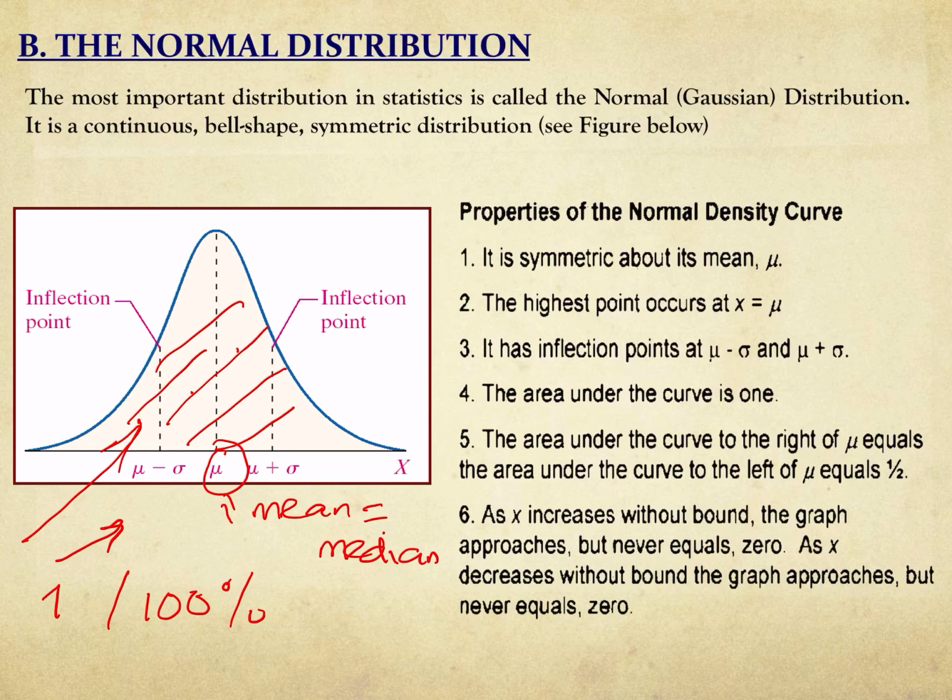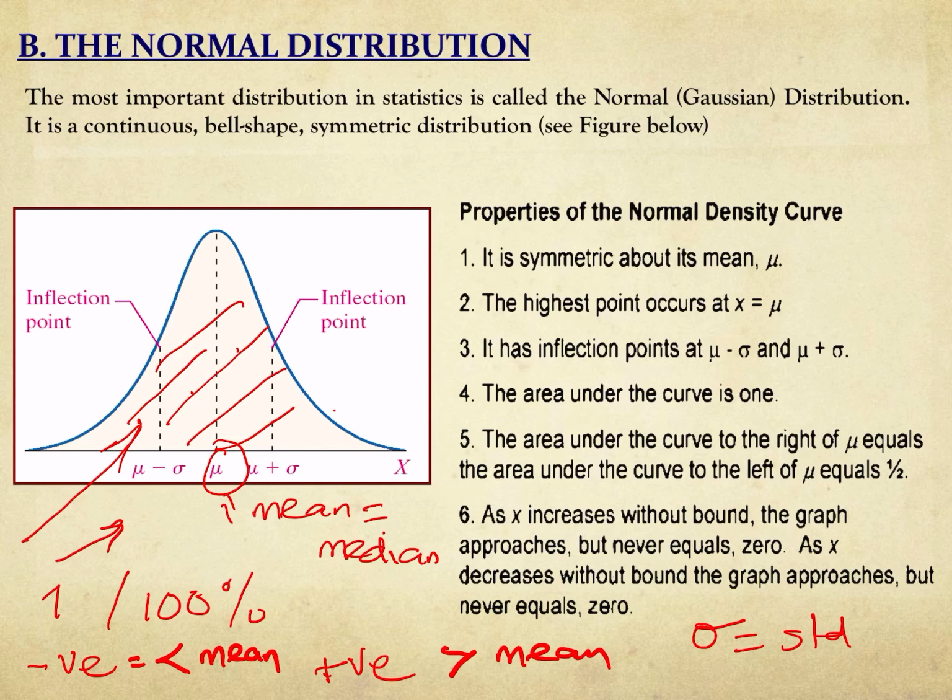And then the inflections you have on both sides. You have an inflection on the negative side, and you have an inflection on the positive side. The inflection on the positive side will be the values that are greater than the mean, and the inflection on the negative side will be the values that are smaller than the mean. And then you also have your delta, which represents the standard deviation.